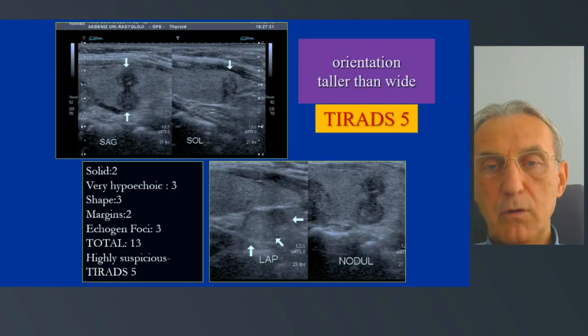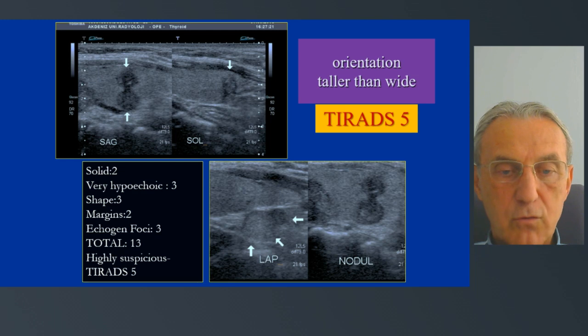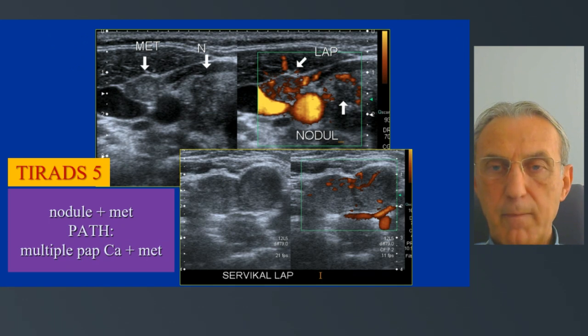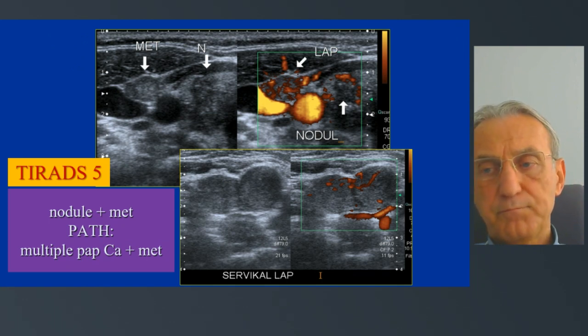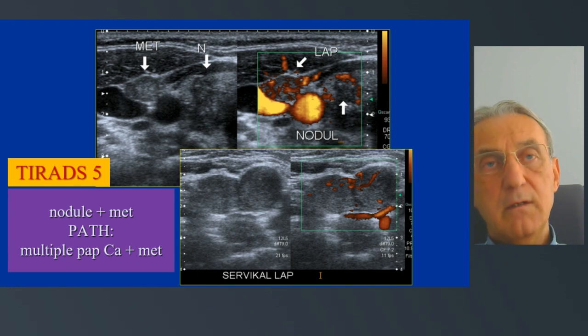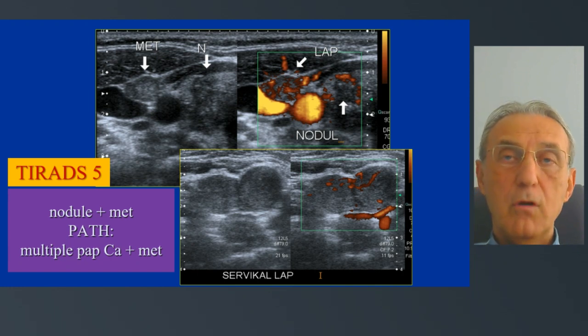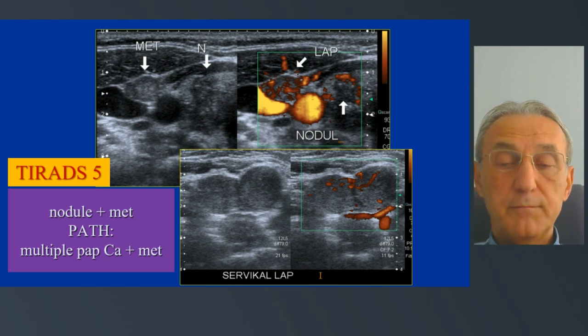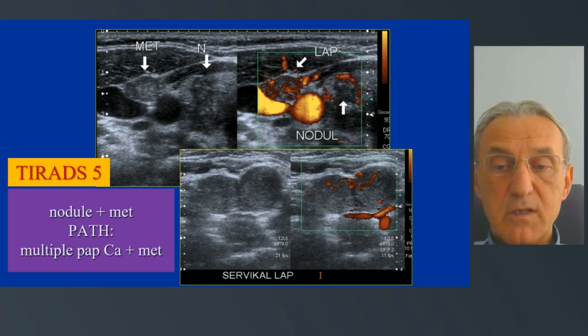Another nodule, thyroid 5 nodule, hypoechoic, orientation is taller than wide. This is another patient with a quite typical thyroid 5 papillary cancer. And sometimes we can see the enlarged lymph nodes, or the patient comes to the doctor with a swelling in the neck. So the nodule may be small, but the lymph nodes may be larger.